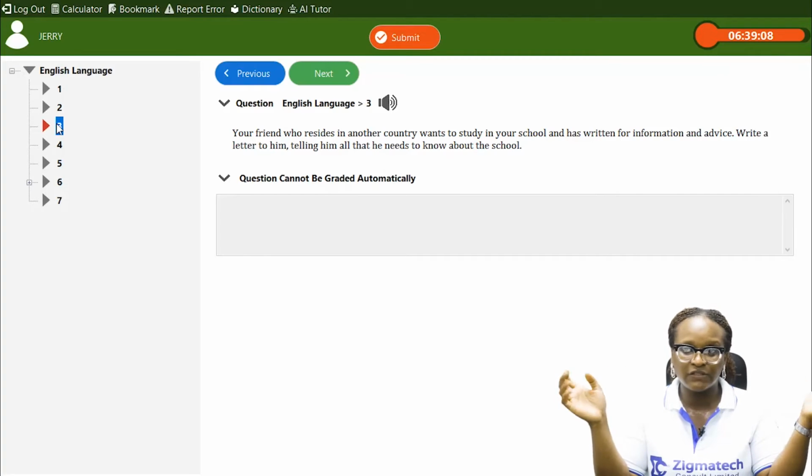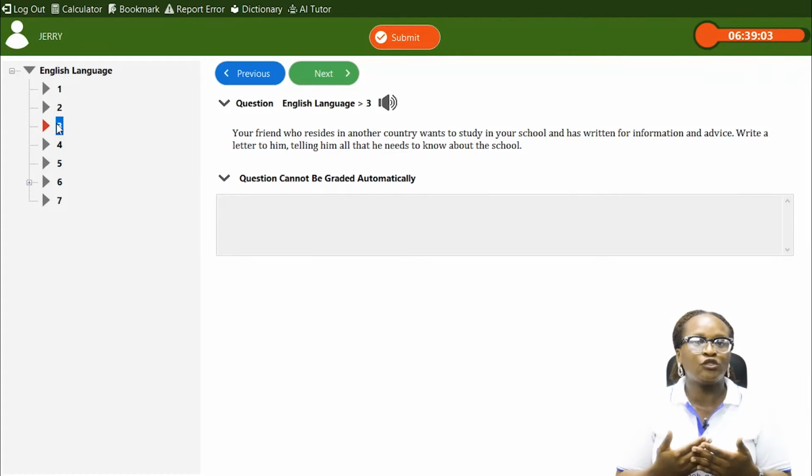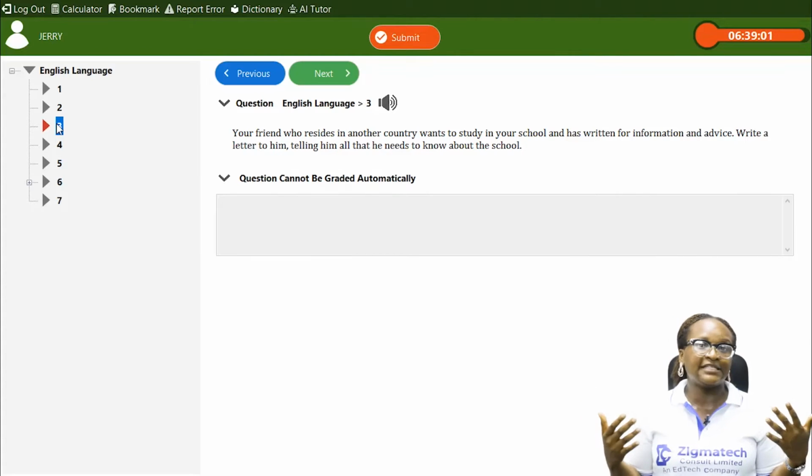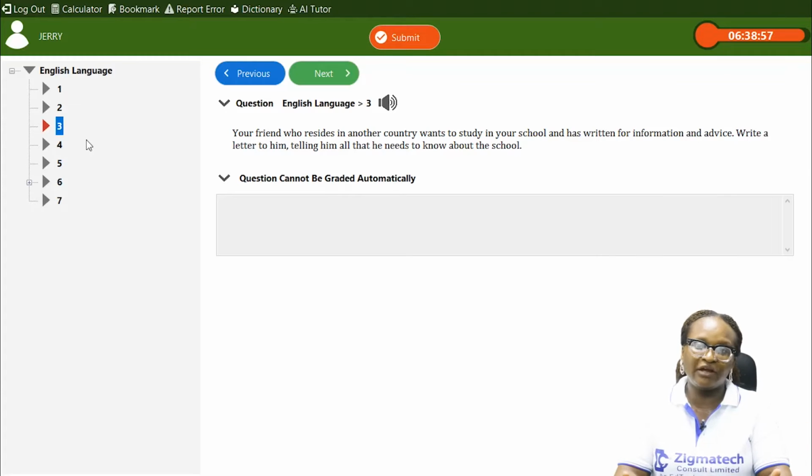It's just that simple. So it says my friend. So when I know I'm writing to a friend, I already know that it's an informal letter. Informal letters are friendly letters. They are private letters.